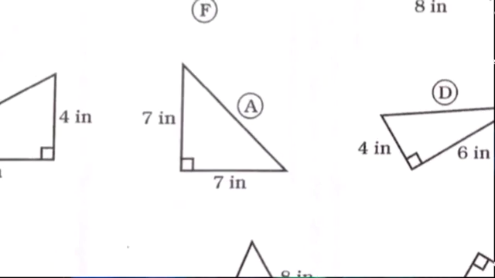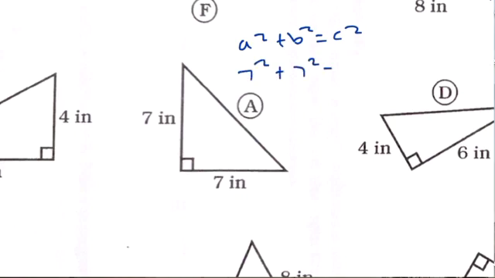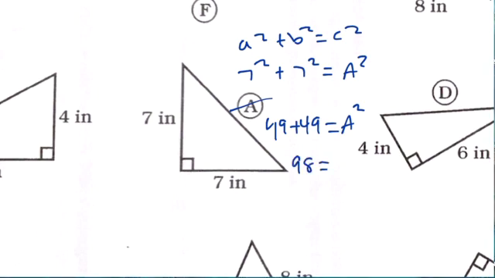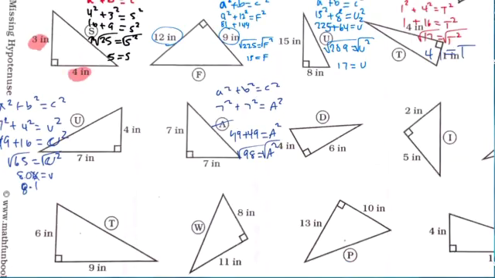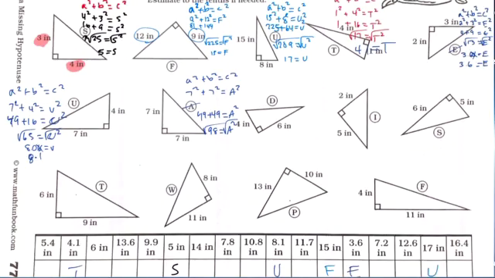All right, and then this is a squared plus b squared equals c squared. 7 squared plus 7 squared equals a squared. C is a. 49 plus 49 equals a squared. 98 equals a squared. Then find the square root. Round it to the nearest tenth. Make sure you do that for all of these. Okay, I'll post all the answers up online, but won't record all of it. Follow the pattern. All right.